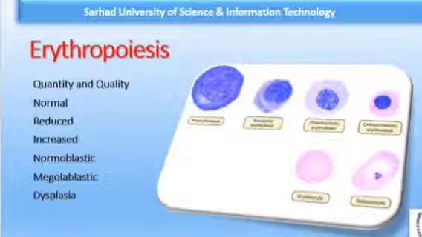This is erythropoiesis, and what you are looking for in erythropoiesis is to note the quantity and quality, whether it is normal, reduced, or increased, and whether it is normoblastic or megaloblastic. And also look for dysplastic features as well, like cytoplasmic bridging, nuclear lobulation, multinuclearity, and fragmentation, etc.